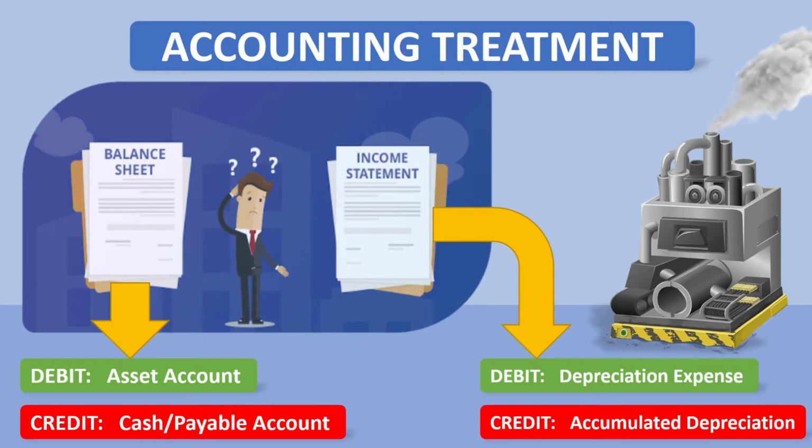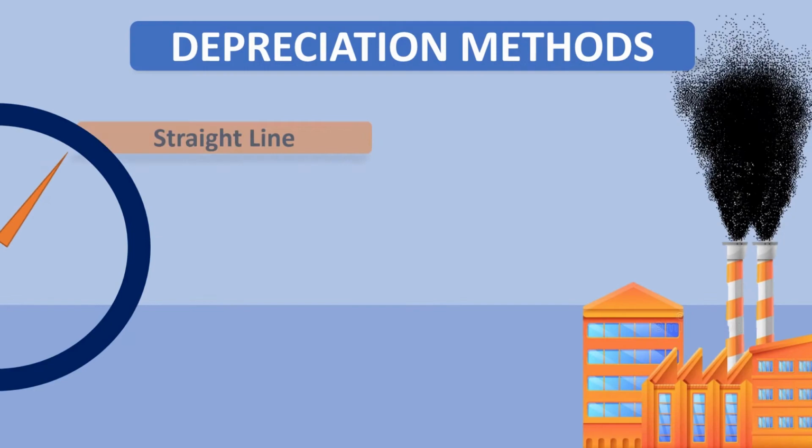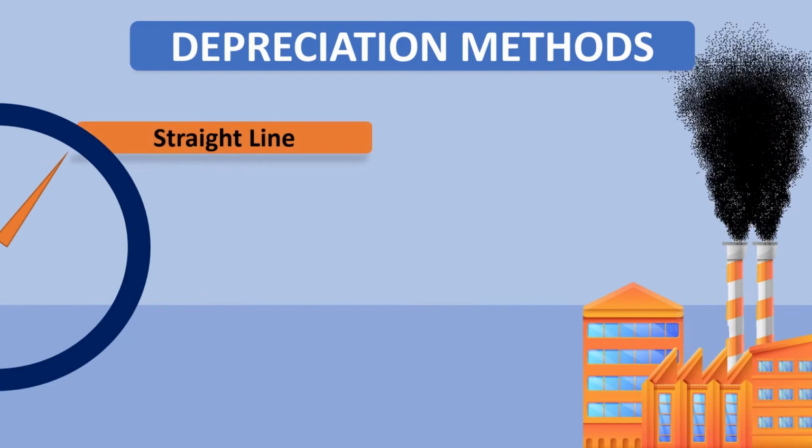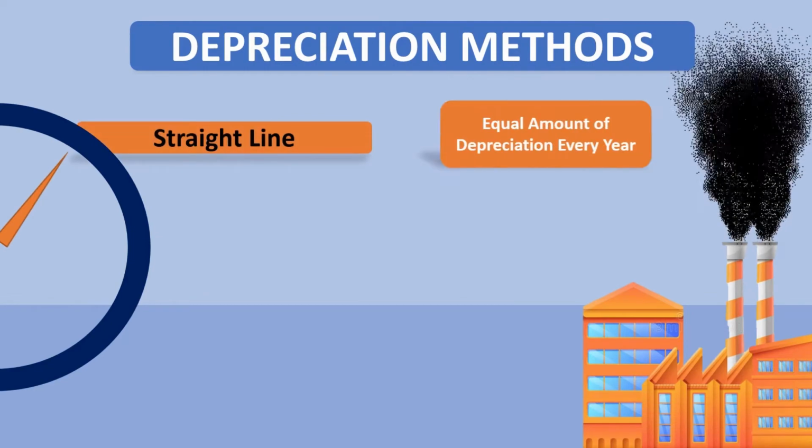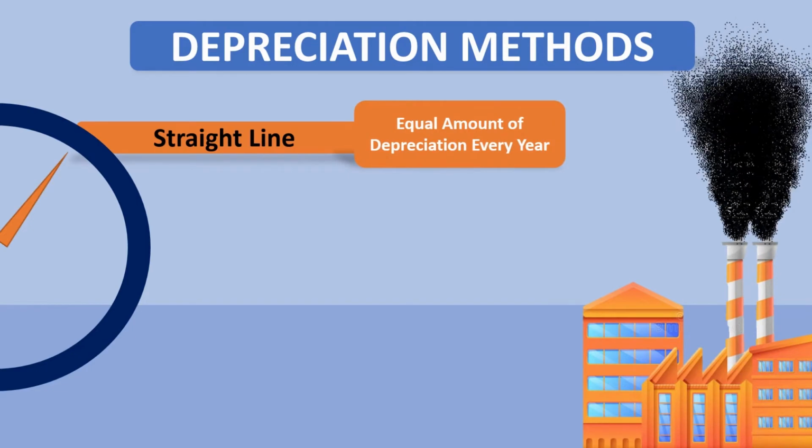First, straight line. Depreciating assets using the straight line method is the most basic way to record depreciation. It reports equal depreciation expense each year throughout the entire useful life until the entire asset is depreciated to its salvage value.